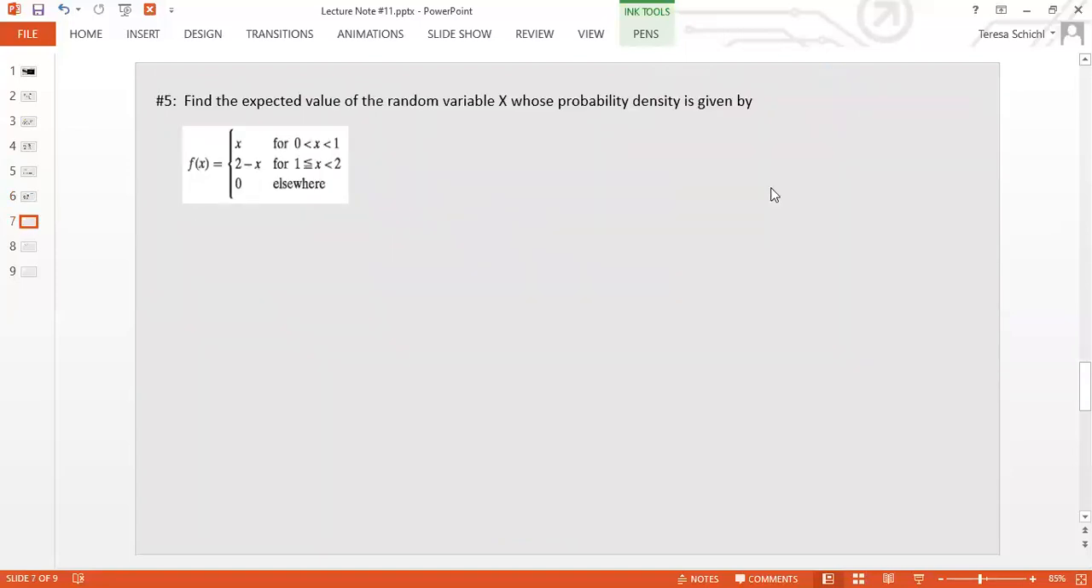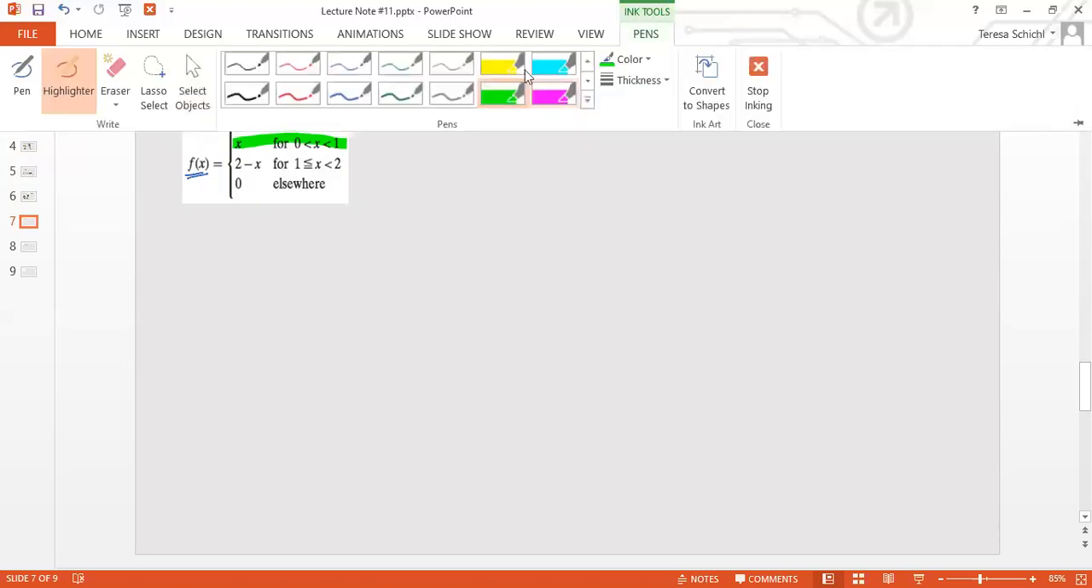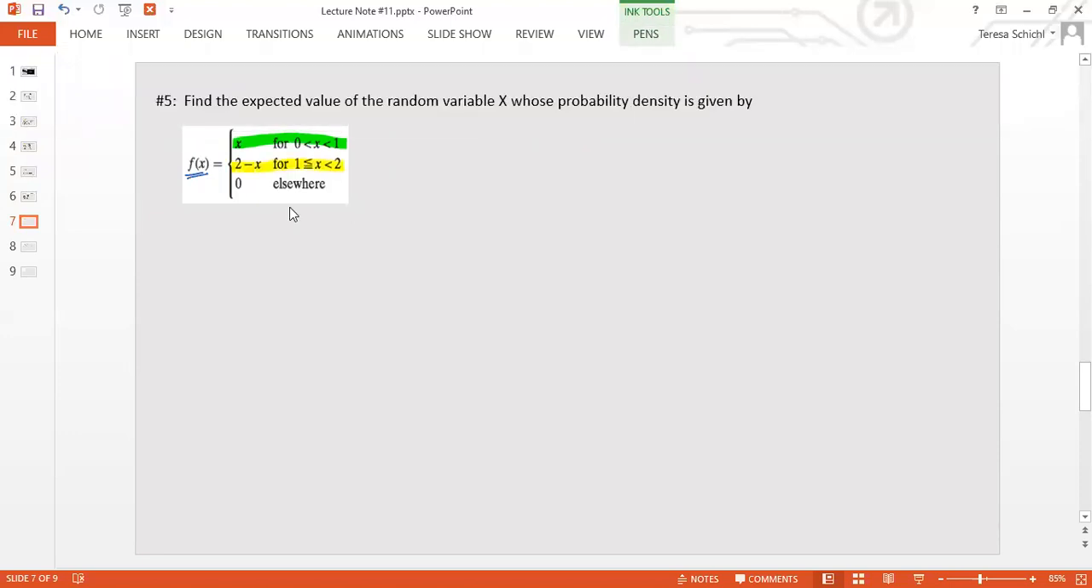Okay, so let's take a look at this one here. This one is a little bit different. We call this a piecewise function. We have 2 pieces here. So f of x will be equal to x if x is from 0 to 1. And then f of x is 2 minus x when x is from 1 to 2. We want to find the expected value, so we are looking for the expected value of x here.